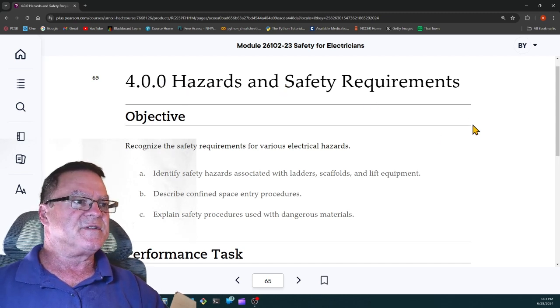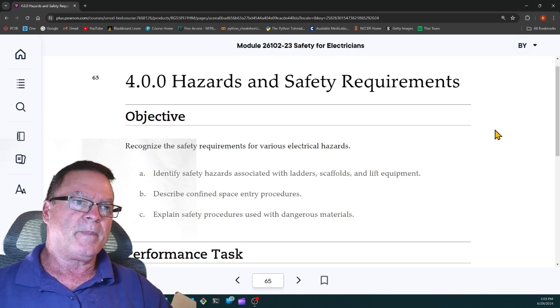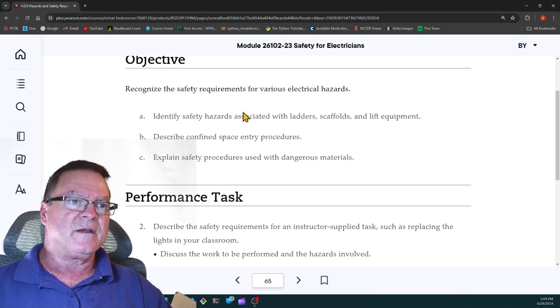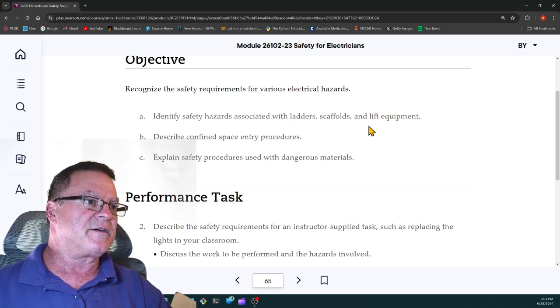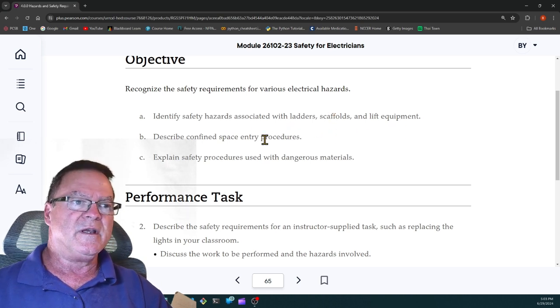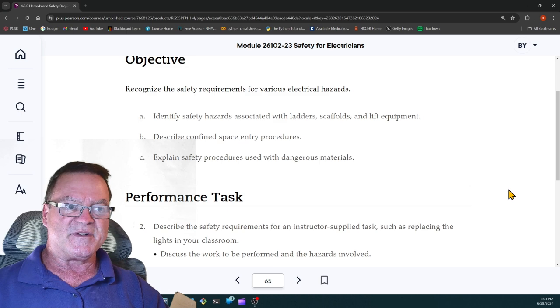4.0.0 Hazards and Safety Requirements. After doing this module, you should be able to identify safety hazards associated with ladders, scaffolds, and lift equipment, describe confined space entry procedures, and explain safety procedures used with dangerous materials.